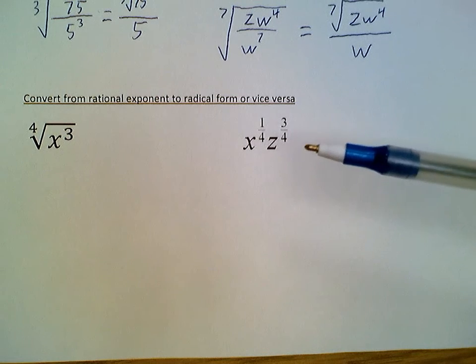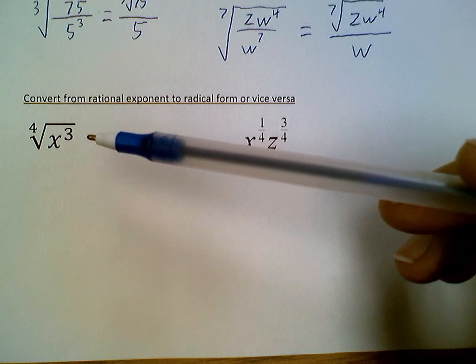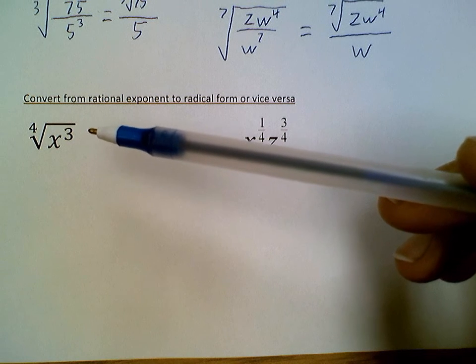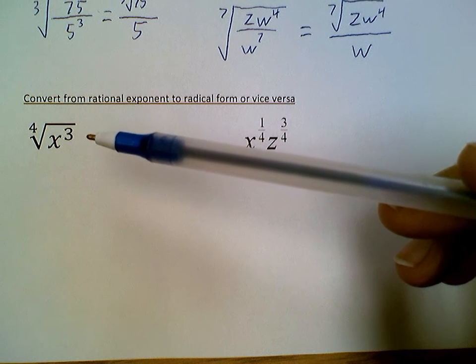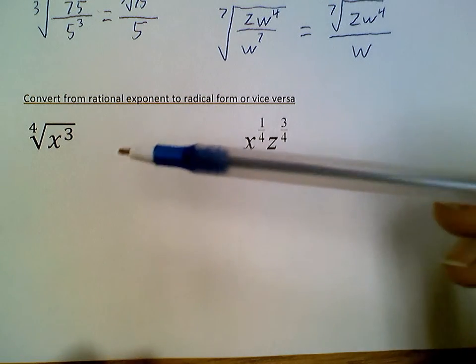Okay, so how is this related to radicals? So let's look over here. I've got the fourth root of x cubed. The fourth root of x cubed. All right, so what does this actually mean?